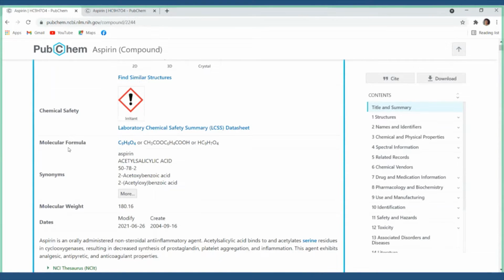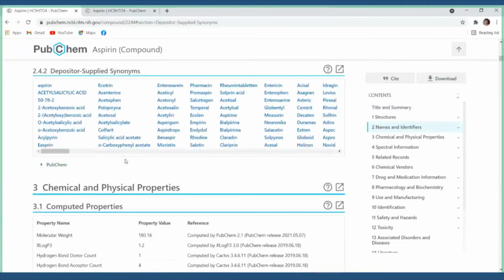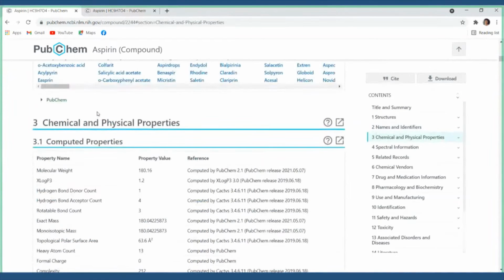Probably, even though we are not in biological science, we took some science courses in college or high school that gave us information about it. Then it also gives us synonymous names of aspirin. It is aspirin. Some call it acetylsalicylic acid. Some say 2-acetoxybenzoic acid, and many more. Are you getting me? I'm just trying to let you know how you can get information about a drug.